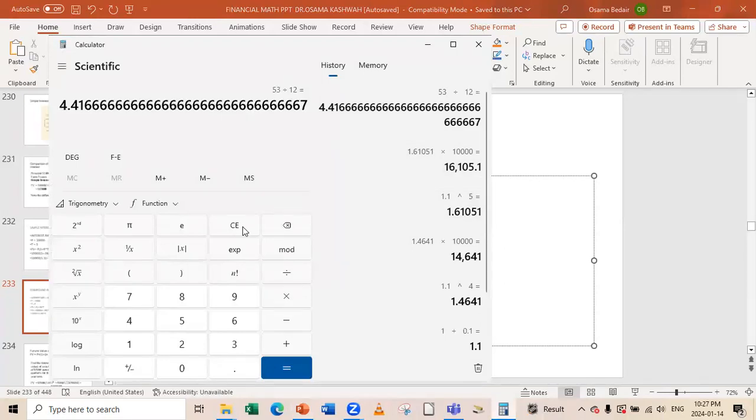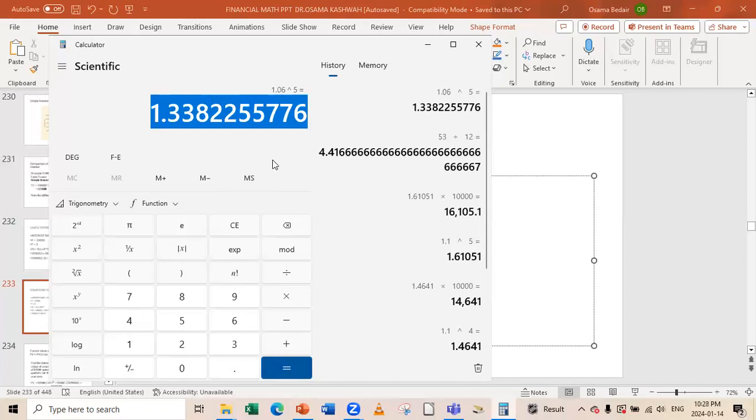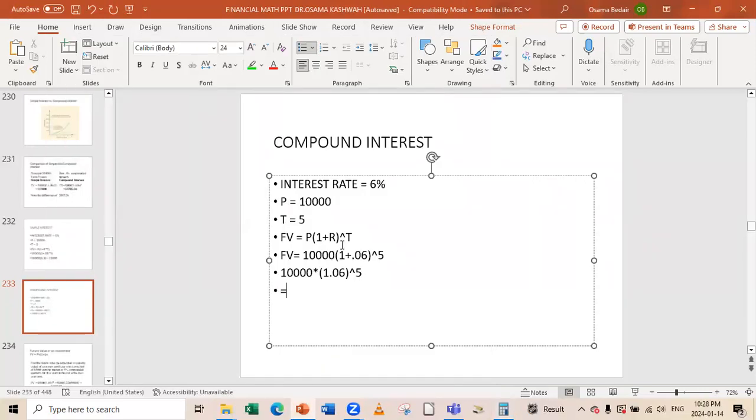Let's go to the calculator: 1.06, x to the power y, 5. That will equal this amount. I copy it and put it there: 10,000 multiplied by the amount I took from the calculation. The result is about 13,382, with some decimals after the point.